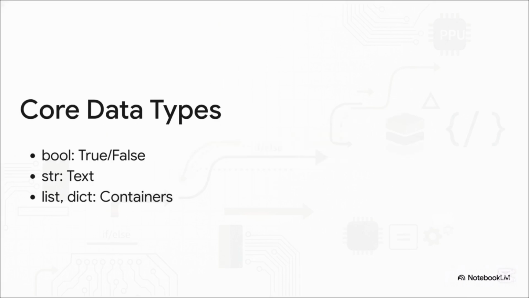Now, aside from integers and floats, Python has a few other core data types you're going to use daily. We've got bool for true or false values, str for text strings, and container types for holding multiple items together, things like lists, tuples, sets, and dicts. We'll actually be leaning heavily on lists as we move into our real-world examples in just a bit.